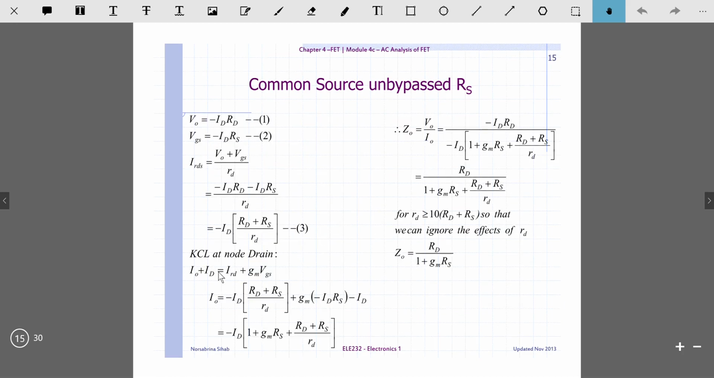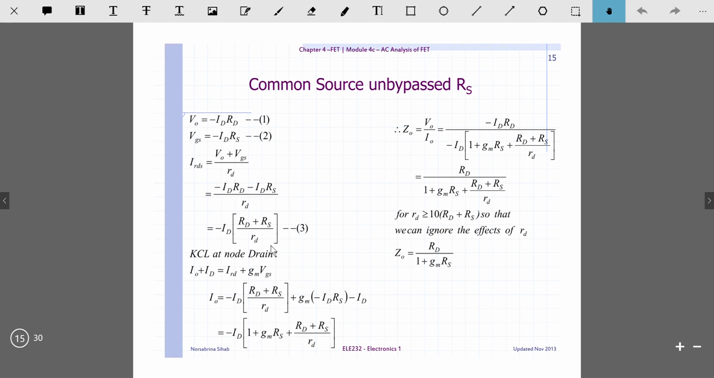So from KCL at node drain, you will get I0 or I out plus ID equals to IRD plus gm VGS. Now you have to substitute. Here you find that IRD equals to equation number 3, so you substitute this equation into this equation. First of all, you need to move ID to the other side. So you will get I out equals to IRD plus gm VGS minus ID.